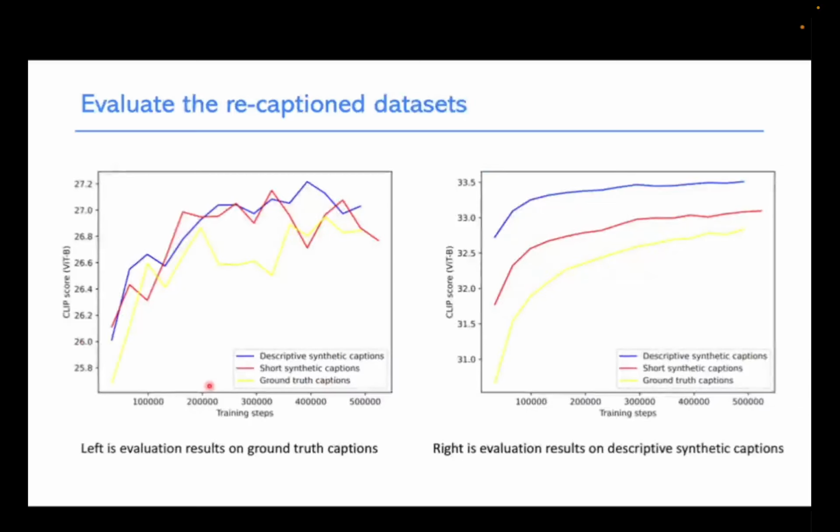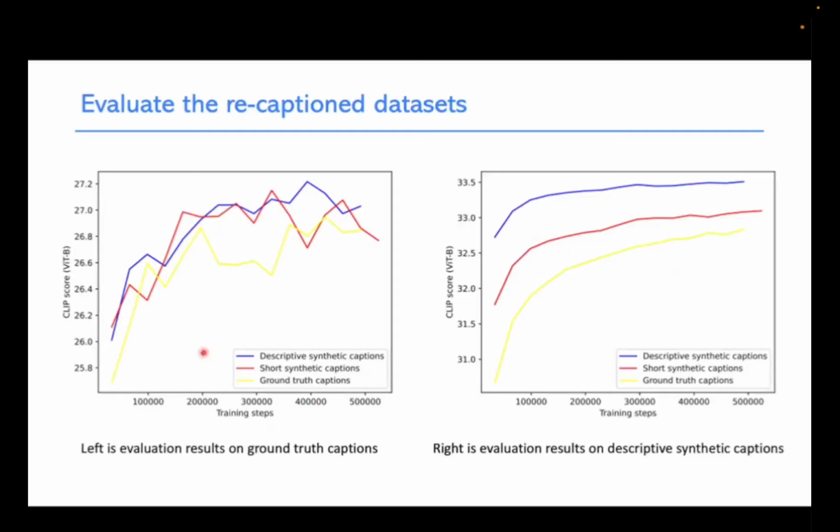For example, we train 3 text-to-image generation models using the descriptive synthetic captions, short synthetic captions, and ground truth captions. We evaluate those 3 models on ground truth captions and also on descriptive synthetic captions. The CLIP score is the cosine similarity between the generated image embedding and the caption embedding. If it's higher, it means the performance is better.